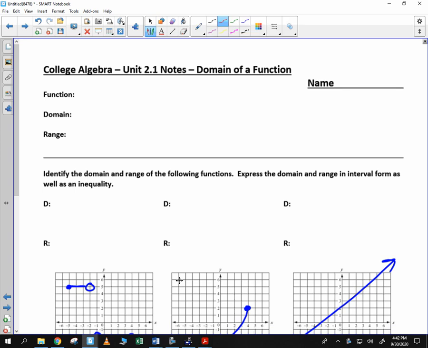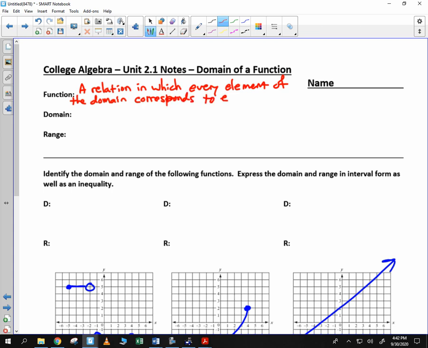Just a reminder, a function is a relation in which every element of the domain corresponds to exactly one element of the range.